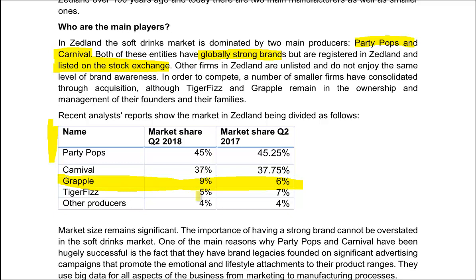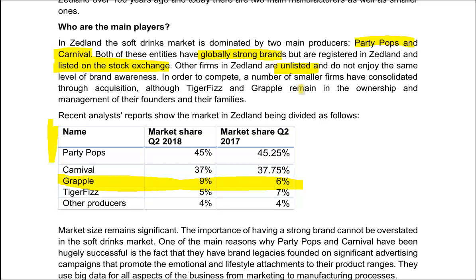If they were to acquire Tiger Fizz, suddenly they would have 14% versus 45, which is give or take about a third. So you'd increase your competitive rivalry, your ability to compete with these huge dominant companies by the looks of it. So again, I feel like a listing is on the way and an acquisition is also on the way. So again, we're not going to make a note of it here, but again, refer back to F2 and those two topics. It also mentions that the other firms, so Grapple and Tiger Fizz and other producers, are unlisted.